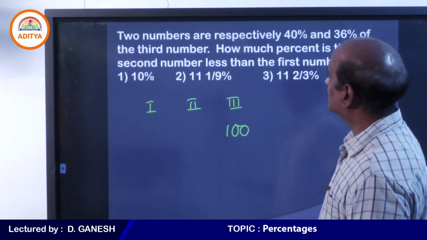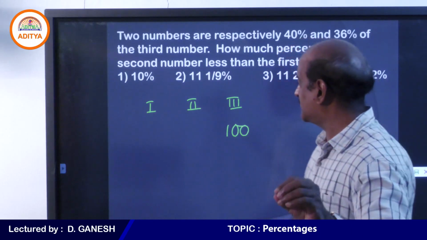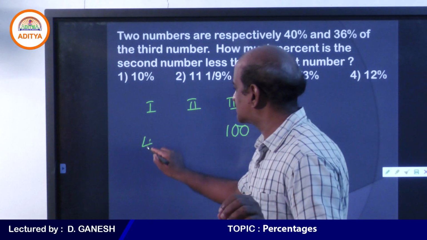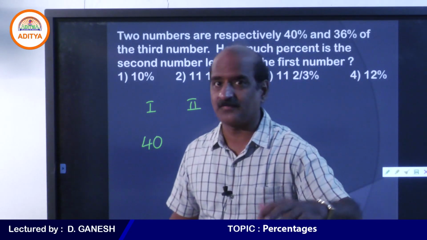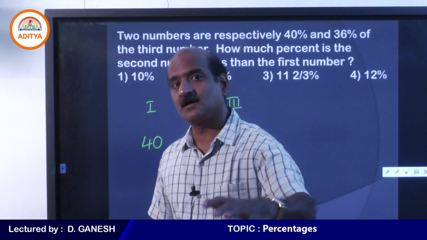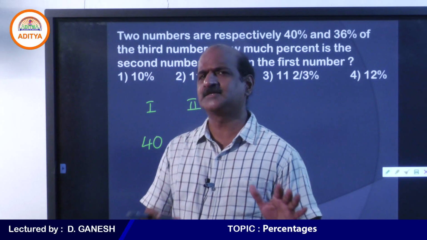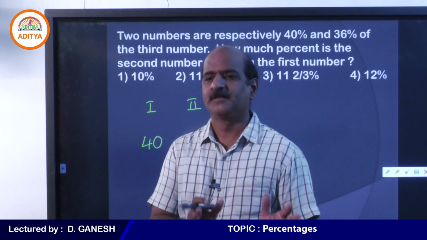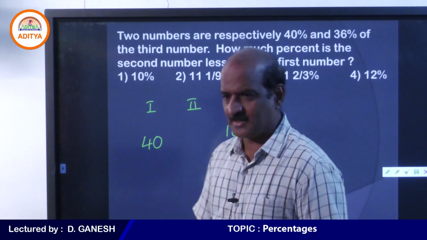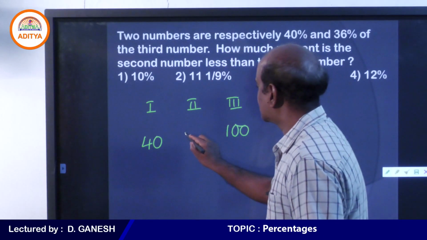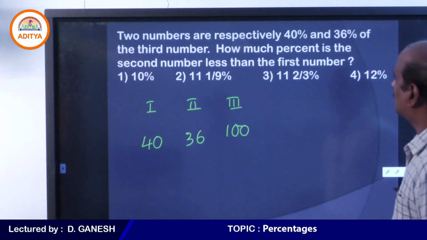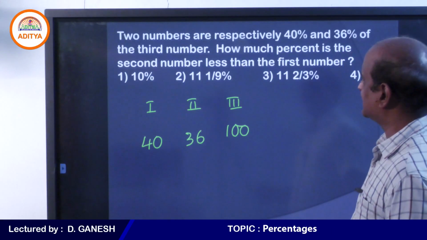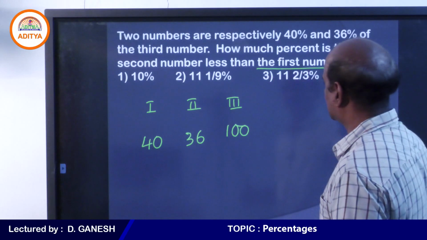Students, see, the first number is just 40%. It is not 40% more, it is not 40% less, it is just 40%. Therefore, first number will be 40 and second number will be 36. You understand? Now, the question, how much percent is the second number less than the first number?